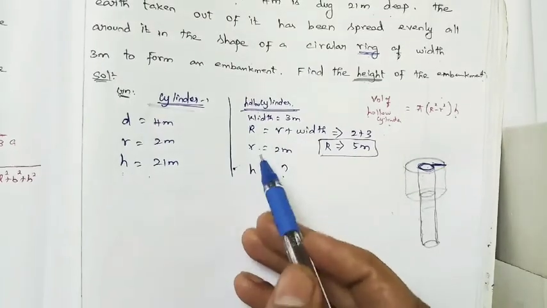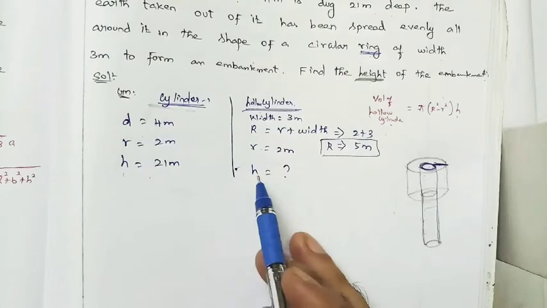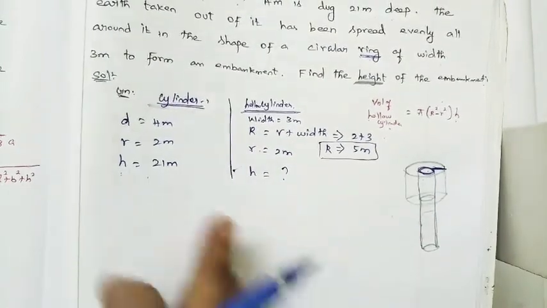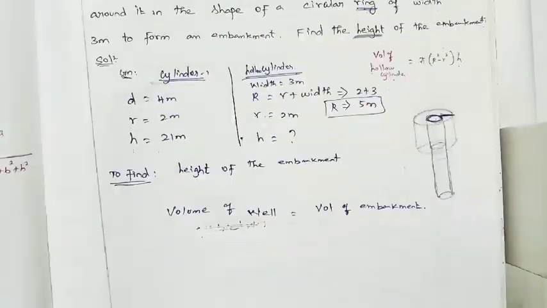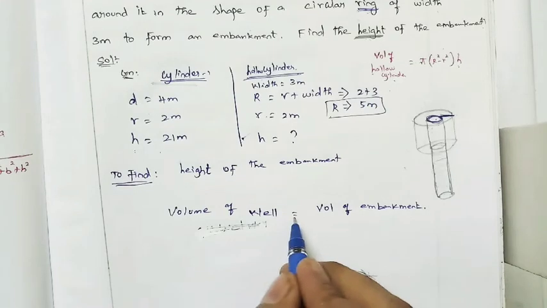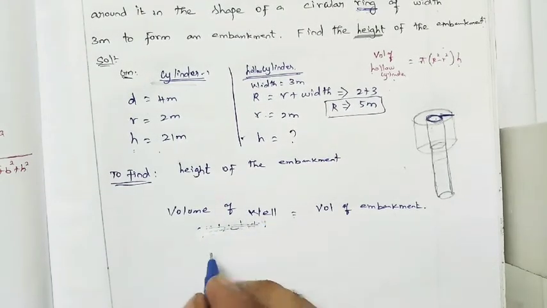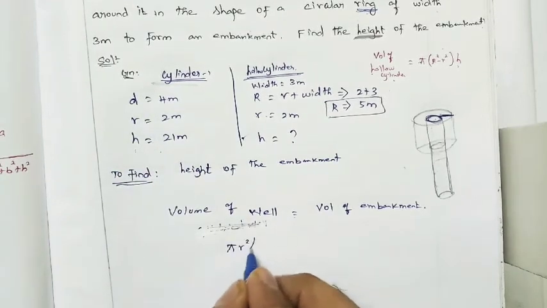Now we know small r and capital R, and here also small r, and h. We know all the values except h. What is the condition? By equating, we will get the height of the embankment. So volume of well is equal to volume of embankment. What is the shape of the well? Cylinder. So what is the formula for the volume of a cylinder? Pi r square h.